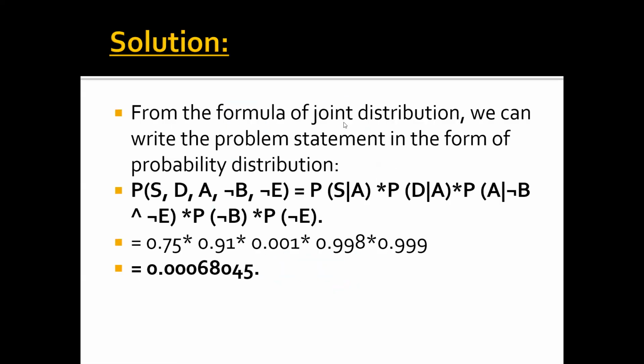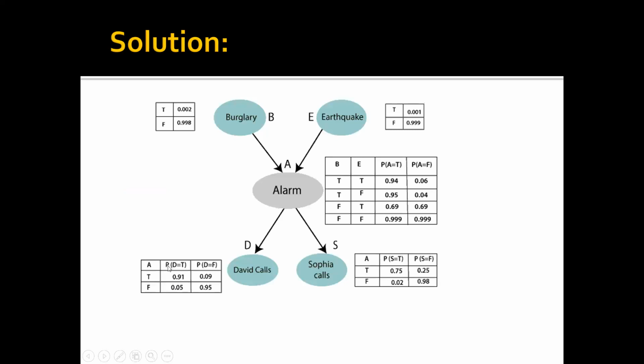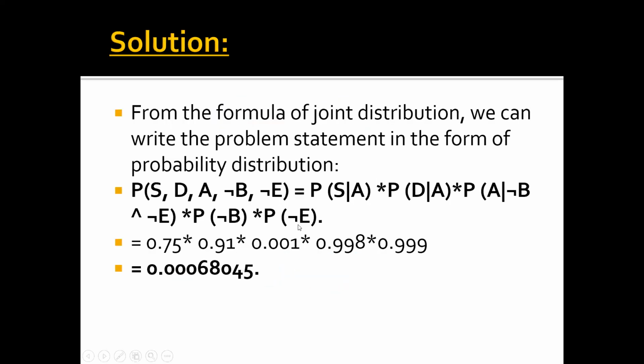Then for this one, P D by A. From the table, we'll see what is P D by A. P D by A is this one, because A is positive. So the value will be 0.91. So you can see the value we have written is 0.91.